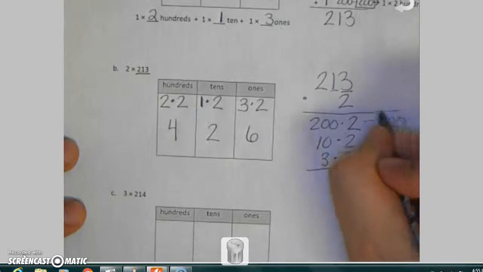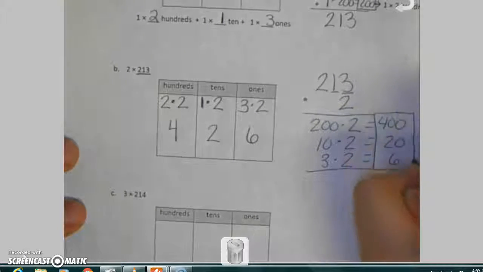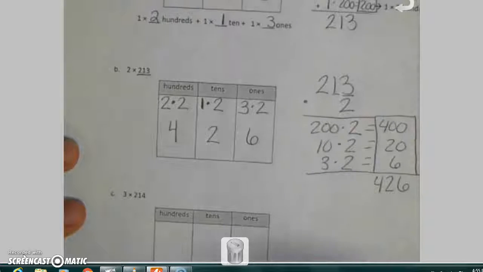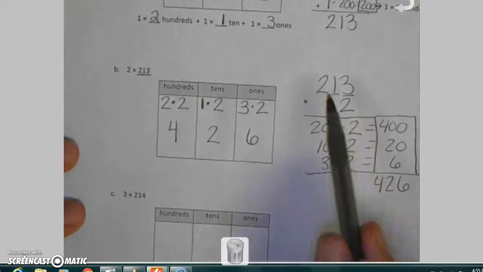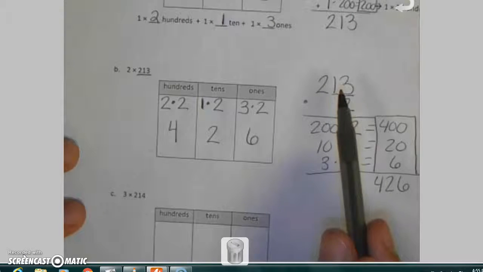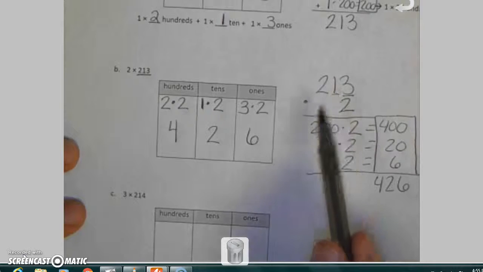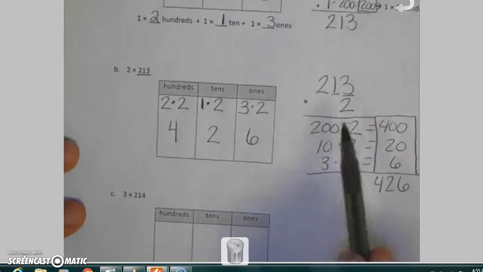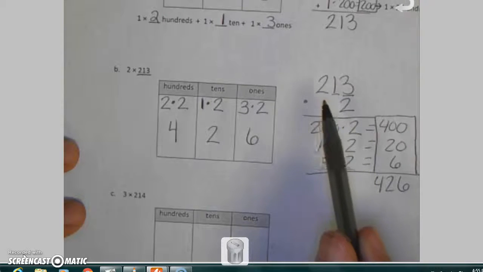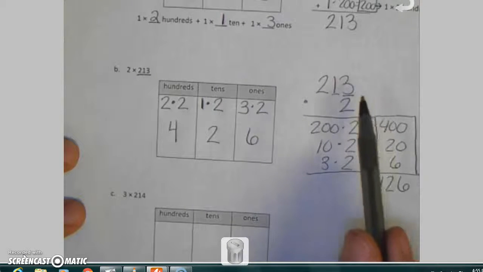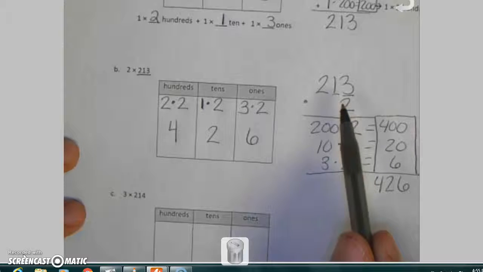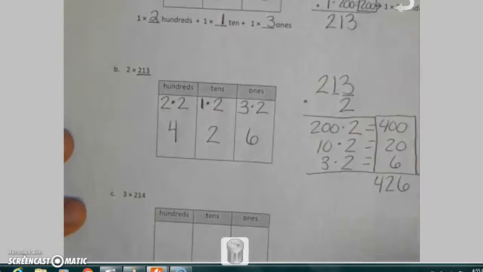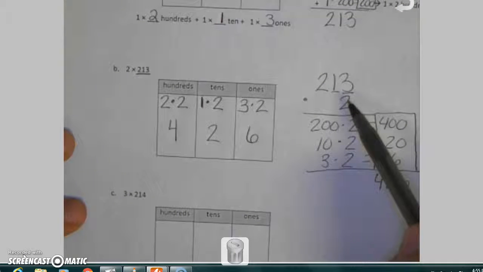And I can add up all of those parts and get 426. Again, I'm breaking apart 213 by the place value: 200, 10, and 3. Because I need to multiply this whole number by 2. So I break apart the number into easier numbers to work with. We will be getting to the algorithm later on this week.